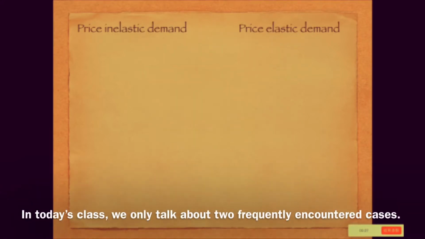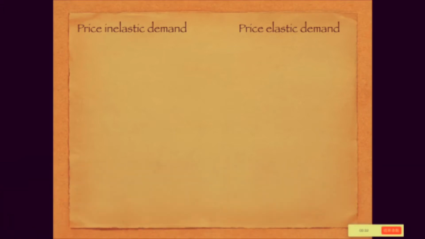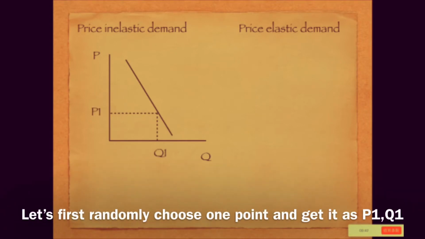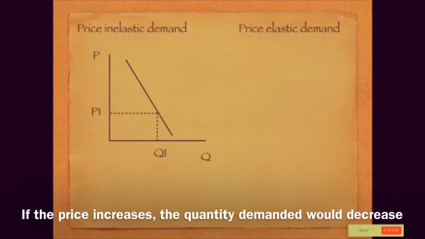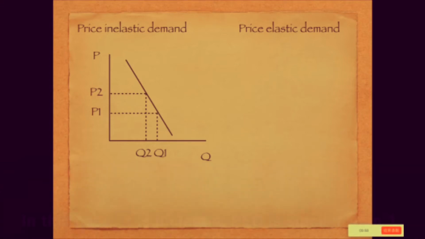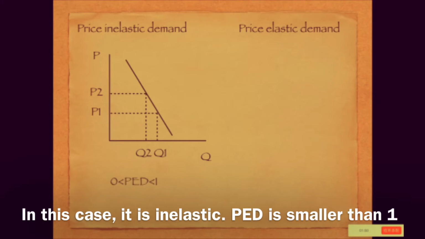In today's class, we only talk about 2 frequently encountered cases. The first one is price inelastic demand. Let's first randomly choose one point and call it Q1, P1. If the price increases, the quantity demanded would decrease. However, the percentage change in quantity demanded is smaller than the percentage change in price. In this case, it is inelastic, and so PED is smaller than 1.